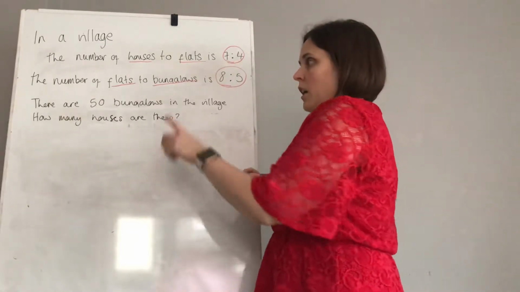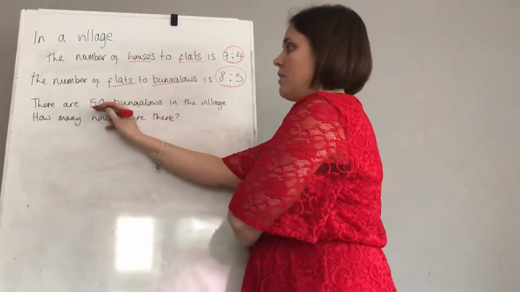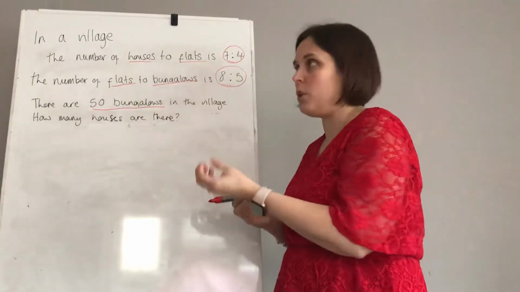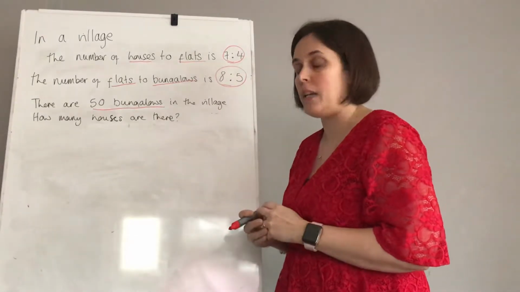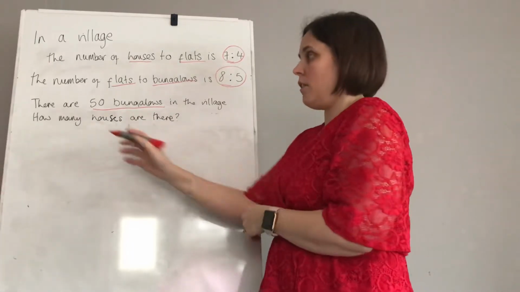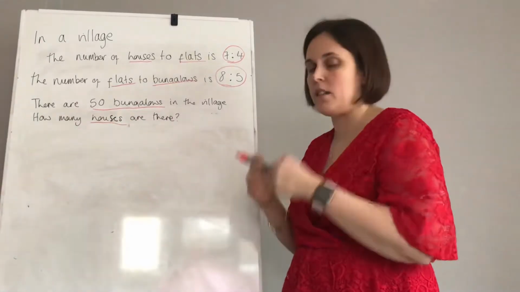The next important point is the fact that we have 50 bungalows, and it's important that we've got that because then that's a number that we can use to answer the question in a minute. And then the last thing that's really important is that you know what exactly it is you're being asked. So in this question, it asks you how many houses there are.